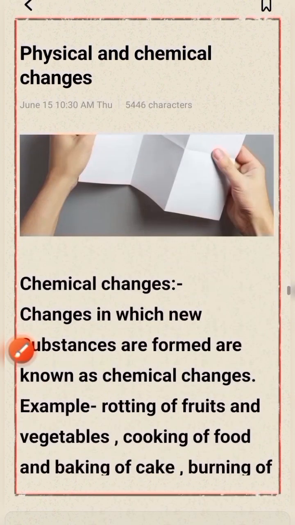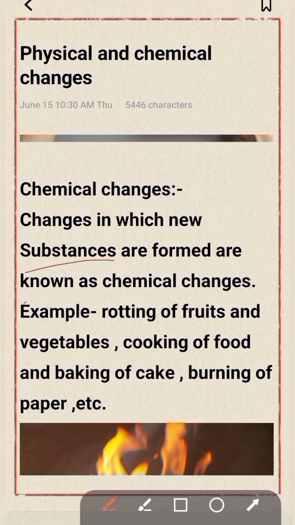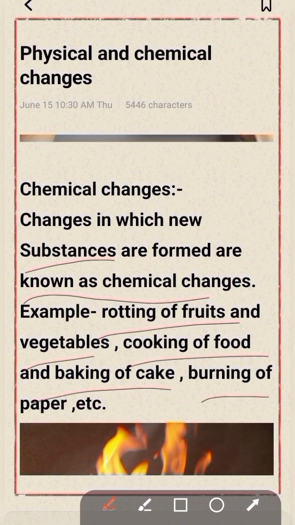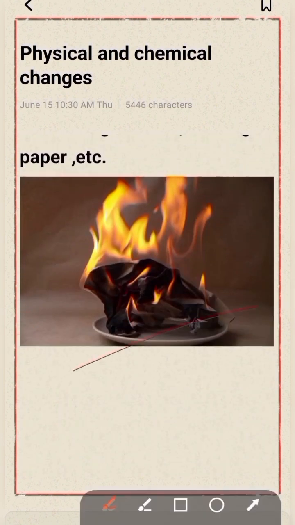Next changes, chemical changes. Changes in which new substances are formed are known as chemical changes. Example, rotting of fruit and vegetables, cooking of food and baking of cake, burning of paper, etc. Show the picture, chemical change, burning of paper.